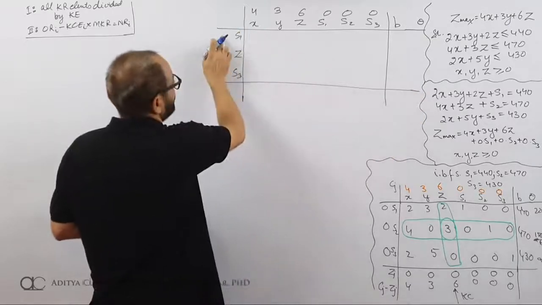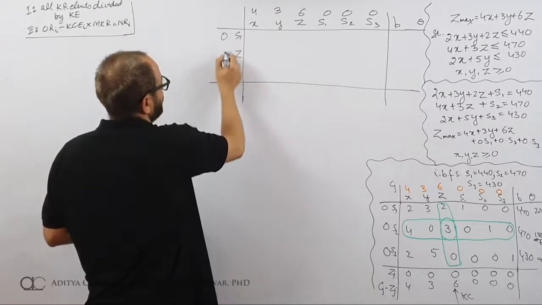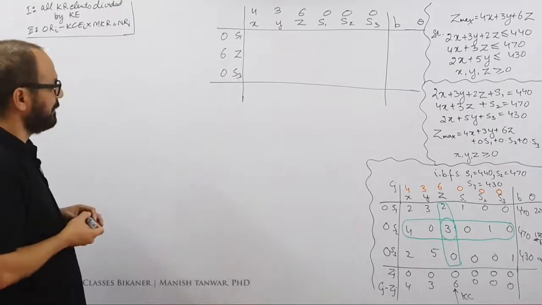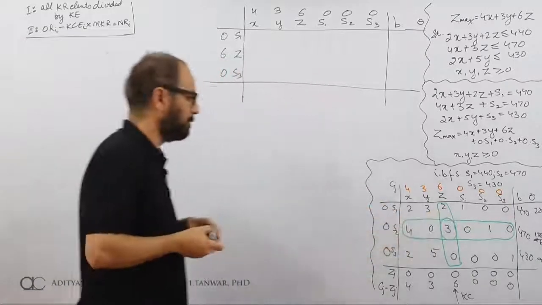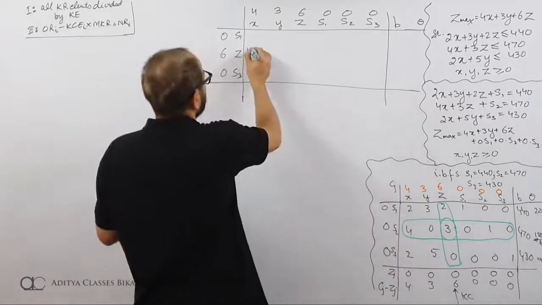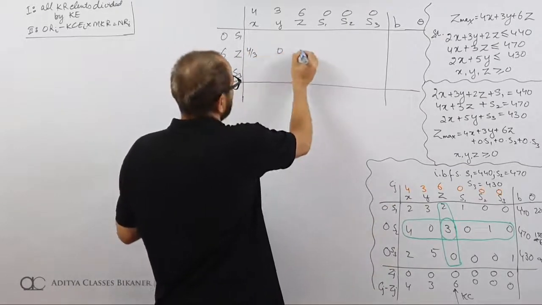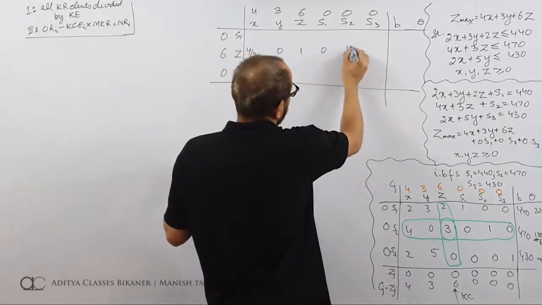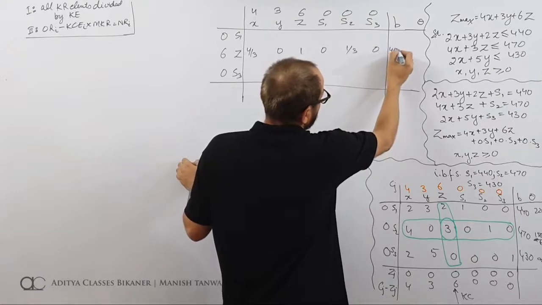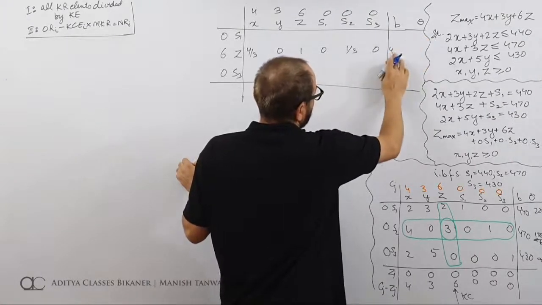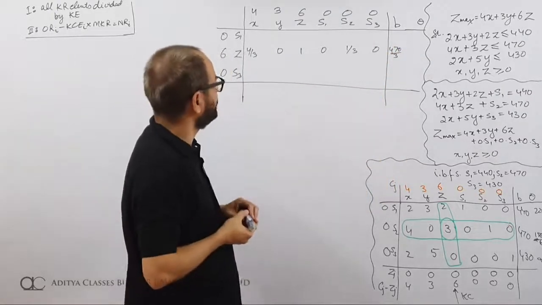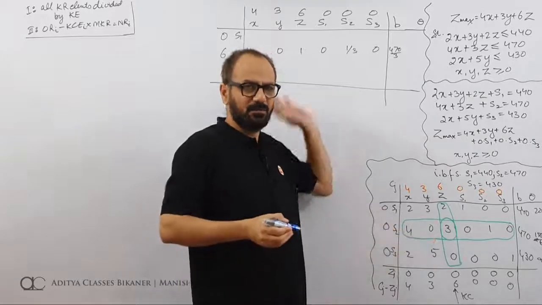So what are the contributions? S1 would be 0, Z would be 6 and S3 would be 0 again. Fine. Now let us transfer the key row, after being divided by the key element. So it will become 4 by 3, 0, 1, 0, 1 by 3, 0 and 470 by 3. We'll leave it as 470 by 3. So I have transferred my key row to my new matrix.